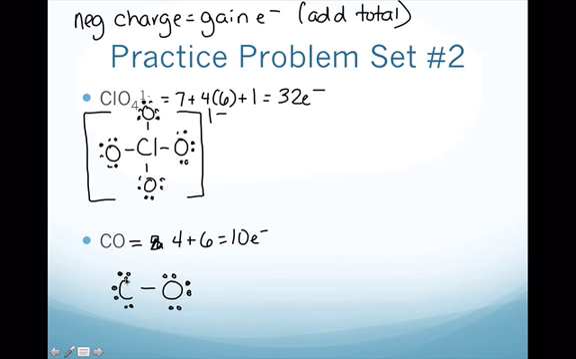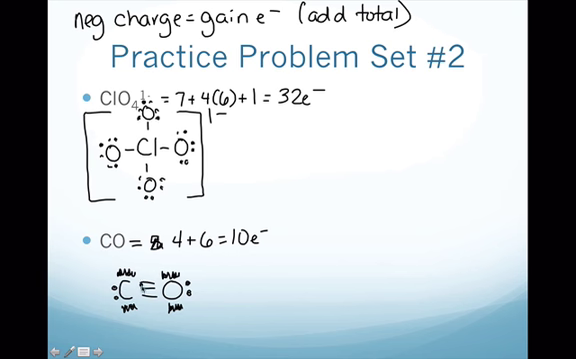If I add these up, I have 2, 4, 6, 8, 10, 12, 14, which is way too much. So I'm going to do a double bond. And I get rid of a lone pair off each of the atoms I connected. So now I have 2, 4, 6, 8, 10, 12, which is still too many. Triple bond. Get rid of another lone pair off of each carbon and each oxygen. So this is 2, 4, 6, 8, 10 electrons.